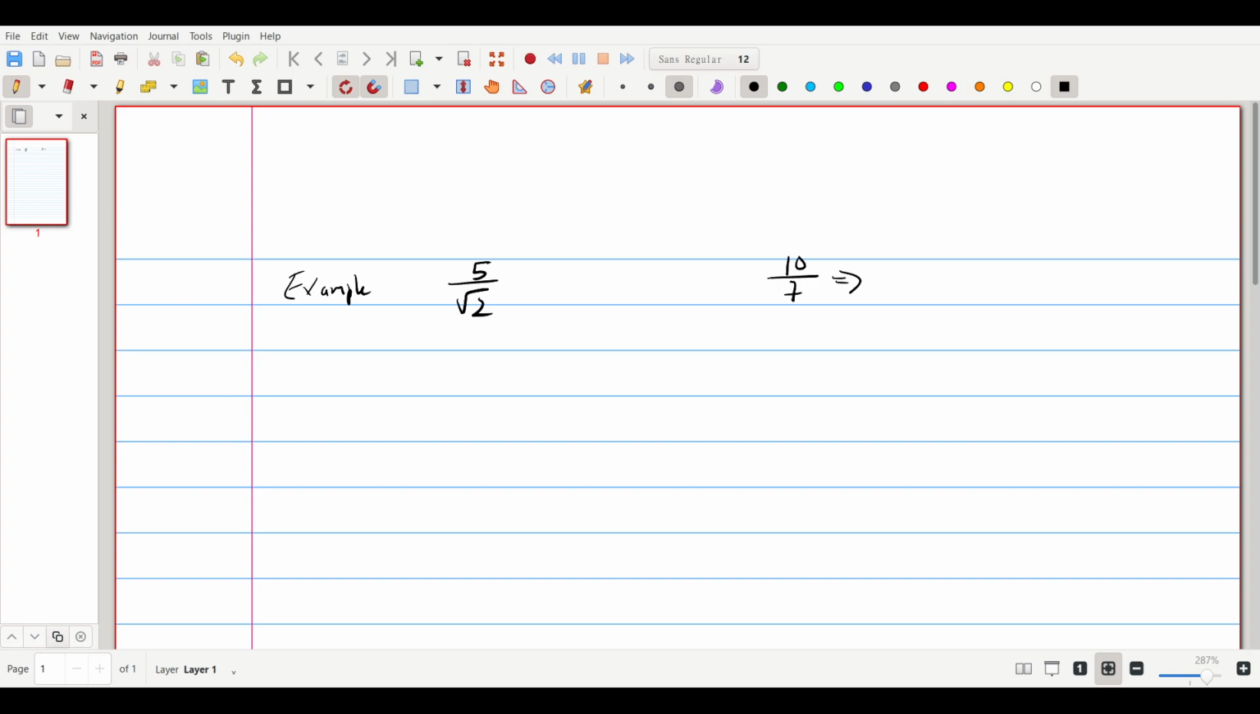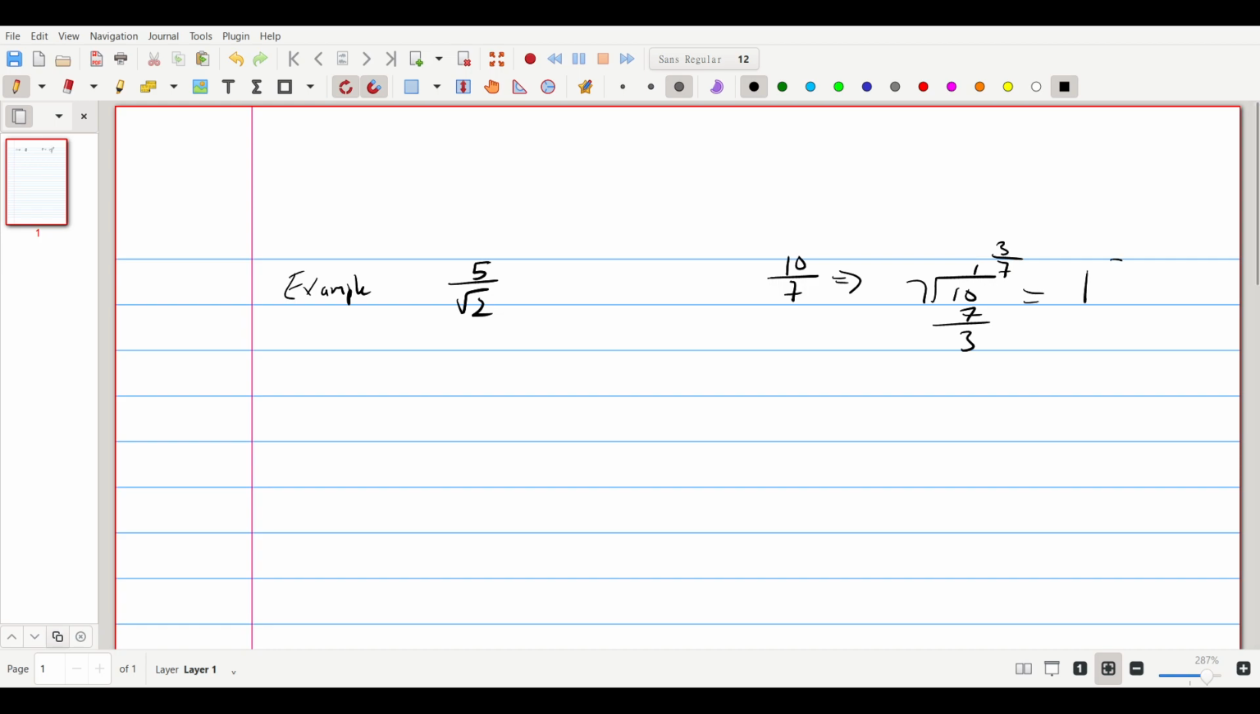So you would do long division. 7 goes into 10 one time. 7 times 1 is 7. Subtract, get 3, and 7 doesn't go into 3, so you'd have 3 over 7. So you would write 10 over 7 as 1 and 3 over 7.